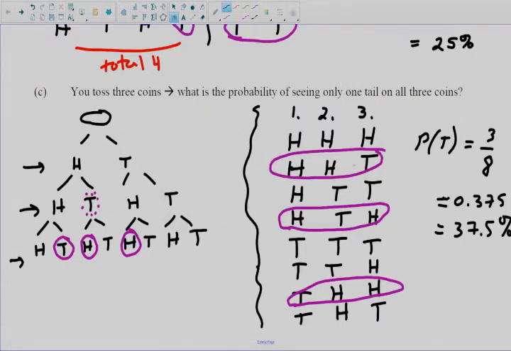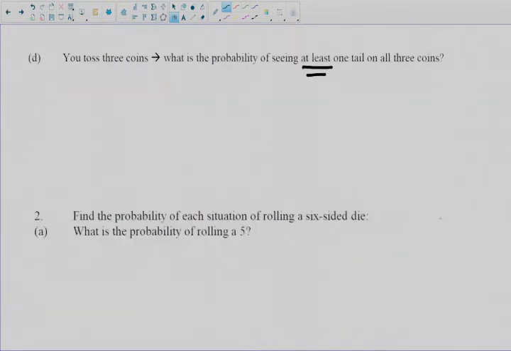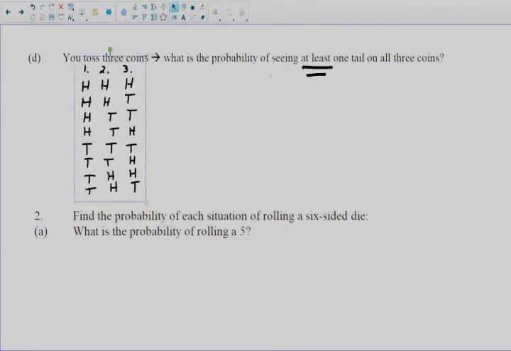So if it's saying at least one tail, that means it can actually be more than one. Okay, you could have 2 tails or 3 tails. So at least means one tail has to show, but you can have more. So what is the probability of seeing at least one tail?